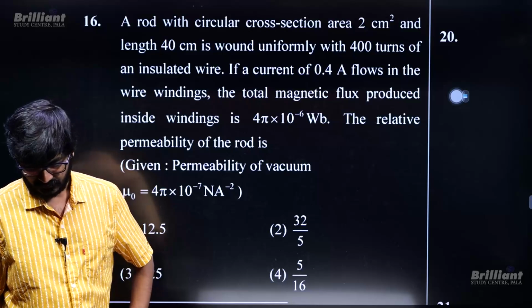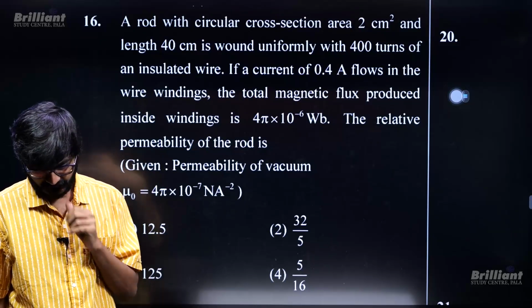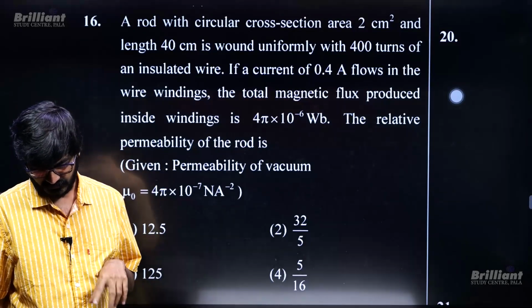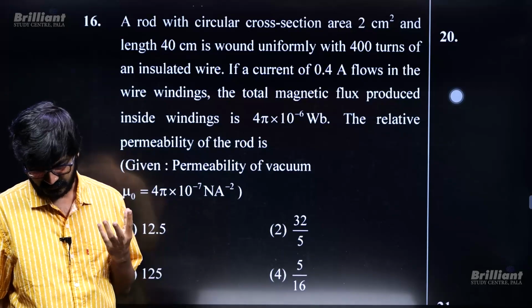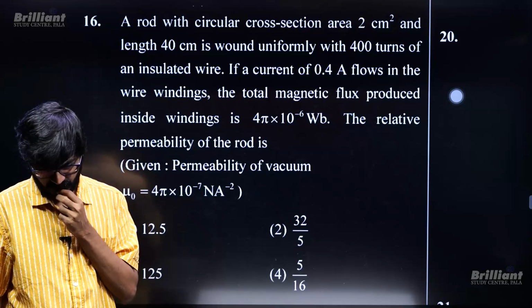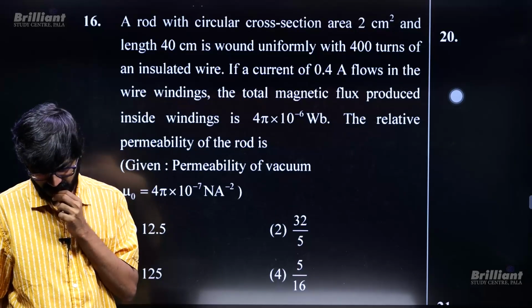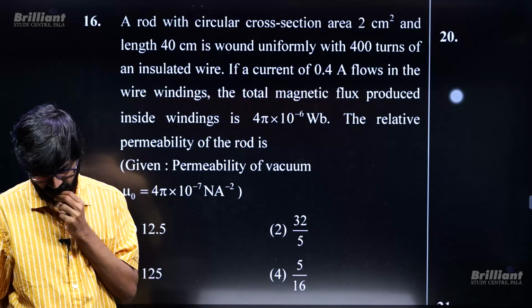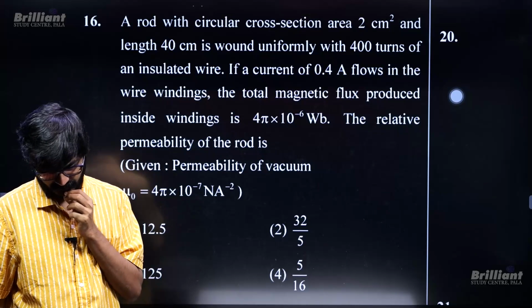A rod with circular cross section and length is wound uniformly with 400 turns of an insulated wire. If a current 0.4 ampere flows in the windings, the total magnetic flux produced inside the windings is 4 pi into 10 power minus 6. What is the relative permeability of the rod?